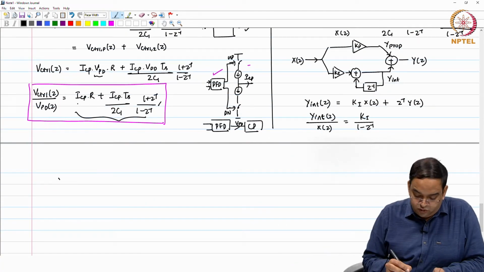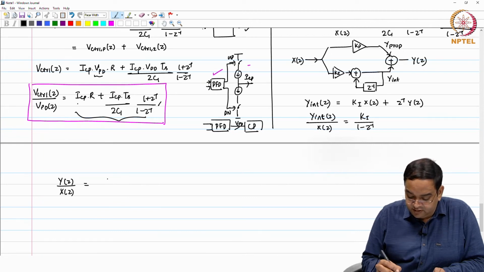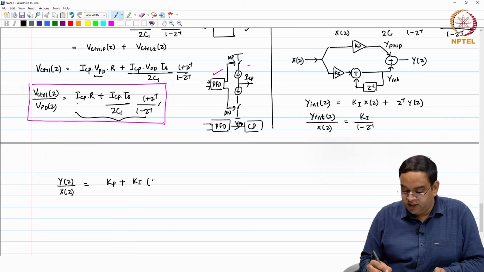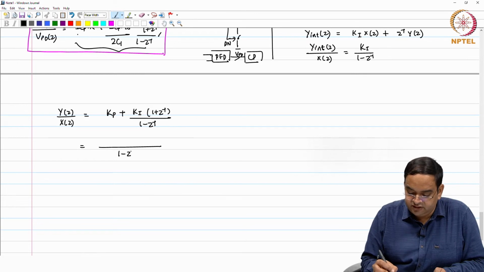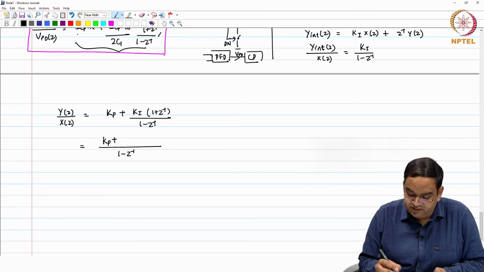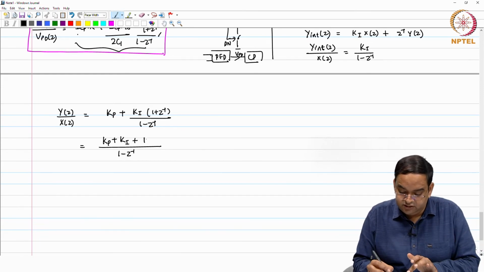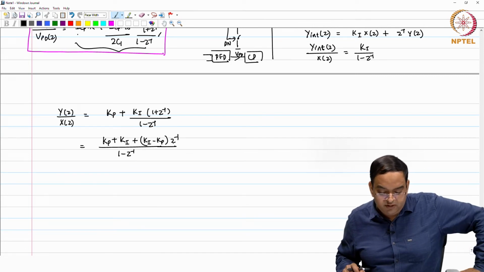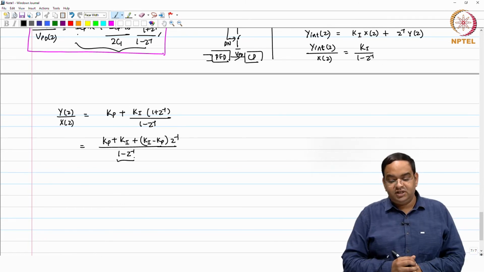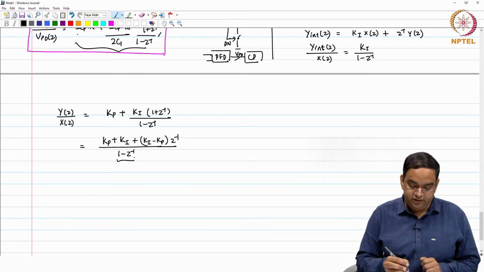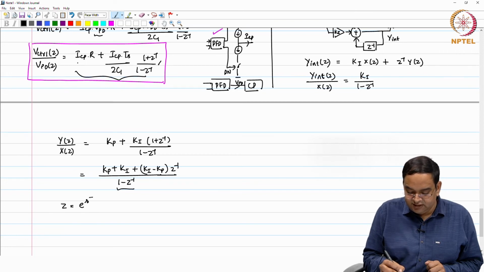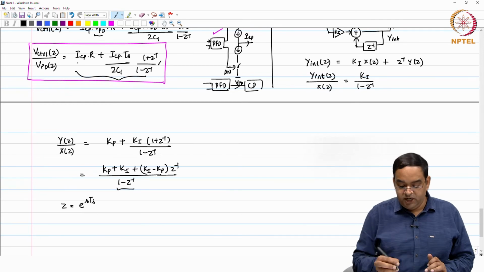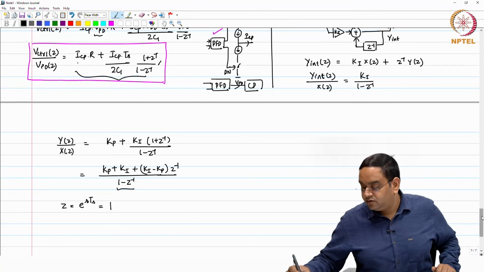So let us just look at it. The overall transfer function Y of Z by X of Z is Kp plus Ki times 1 plus Z inverse by 1 minus Z inverse. This shifts to Kp plus Ki minus Kp plus Ki times Z inverse, over 1 minus Z inverse. So you have a 0 and you have a pole. The pole as per this Z transfer function is at Z equal to 1. And by the way, Z is replaced by e to the power s Ts, so Z equal to 1 means s is equal to 0.